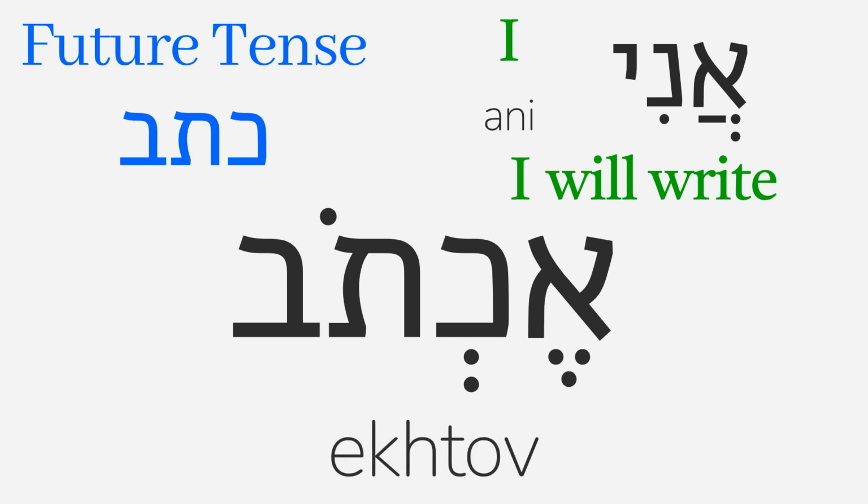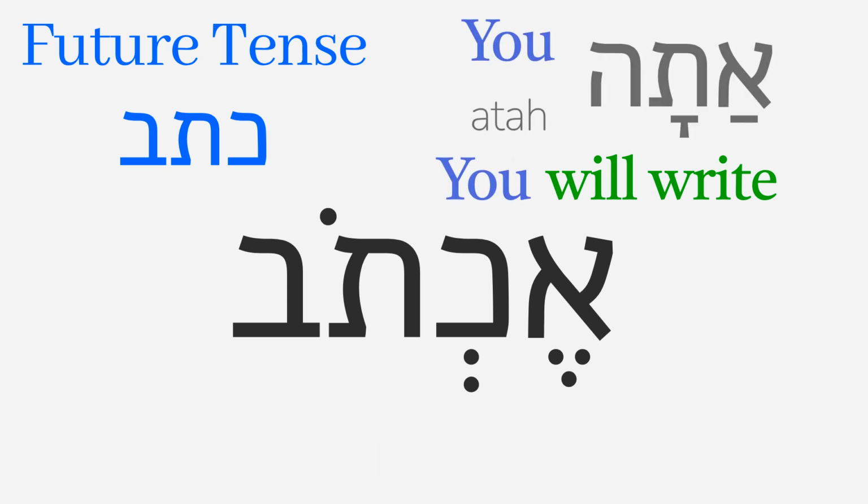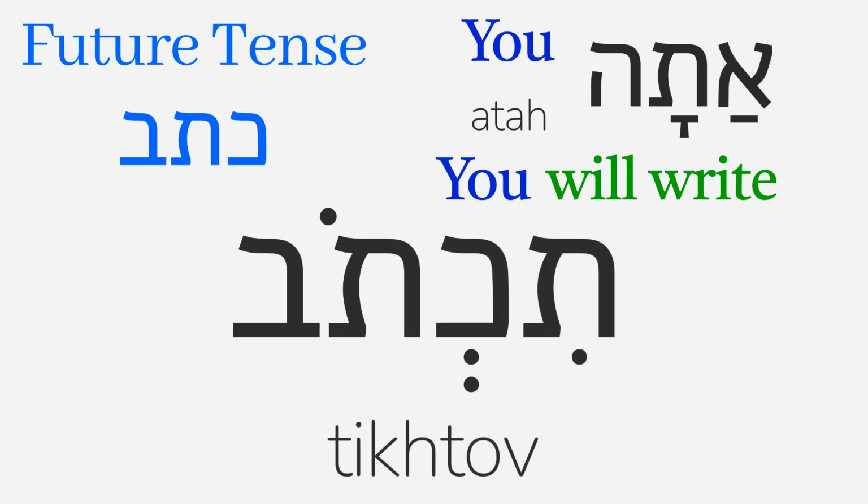What makes the subject of this verb to be ani, I, is that aleph prefix at the beginning. Many other forms of the future tense will be similar to echtov in that they will have a shva under the first root letter and a cholam in between the second and third root letters, but they will have different prefixes. The prefix for the ata, you masculine singular form of the future tense, is a tav with hirik, t. We can take echtov, I will write, and replace the e with t to get tichtov. You will write masculine singular.